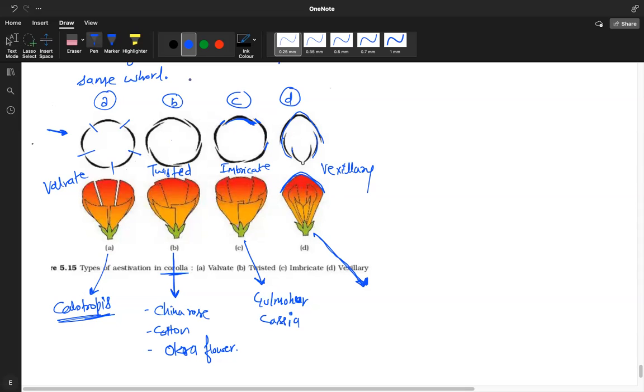Whichever is the largest, also remember these terms because it has been asked. The largest one, let me remove this first. Yes. Can you see now here? The largest one is called standard. Then these two, which are smaller, are called wings. Okay. And then these two are called keel. So standard, wings, and keel.